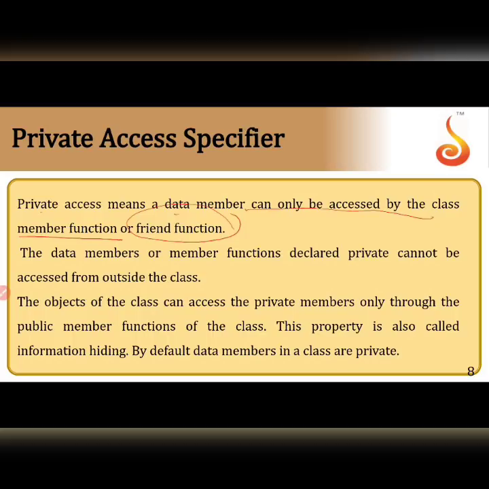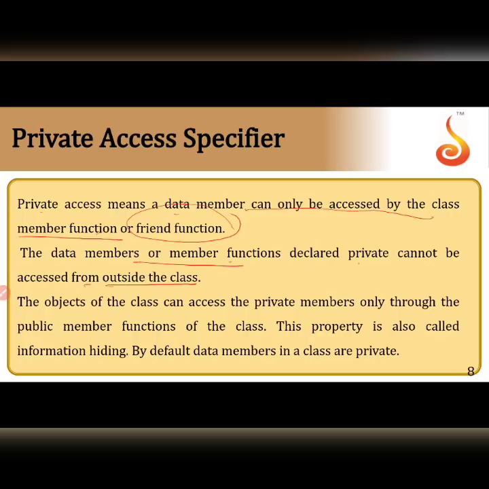When I say private data member, x and y could be accessed by the member functions of the class, but it cannot be accessed outside. Data members or member functions declared private cannot be accessed outside the class. Yes, getdata and x and y in the example, they will not be able to be accessed from main, which is outside the class. That is what this means.